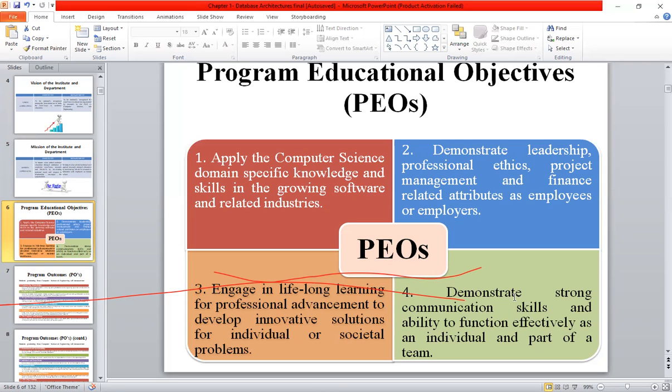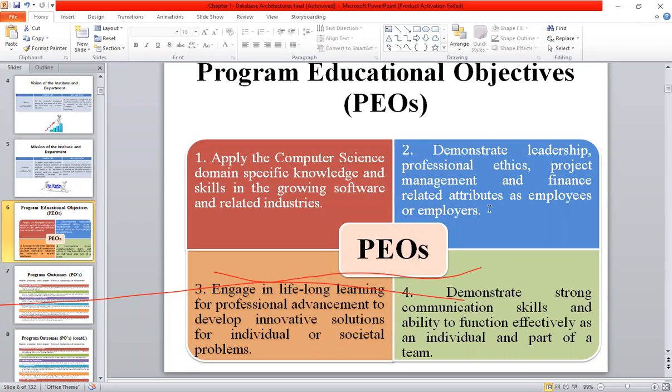Then the second PEO is to demonstrate leadership and professional ethics. One of the most important things is ethics, project management and finance related attributes as an employee or employer. If you go to industry, after two or three years of experience you can move to a leadership post. For example, you are the project manager and you have the responsibility to manage that project.